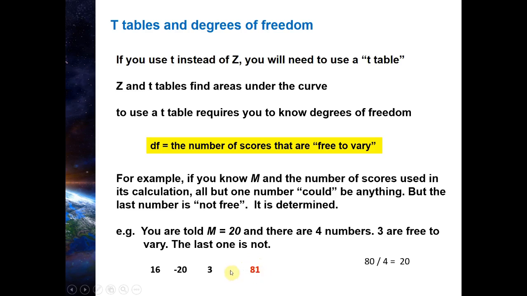It's determined. Because once you've got these 3 numbers, which were free to vary, there's only one number which, when you add it to these 3, will give you a sum of 80, and that is 81. All right, so when you add up the 4 numbers, you get 80 divided by 4 is 20. The 81 is determined. So to figure out degrees of freedom when we're calculating the mean, we would say it is n minus 1. N, we have 4 numbers, minus 1 equals 3, right? 4 minus 1 equals 3. 3 numbers are free to vary, 1 is not.